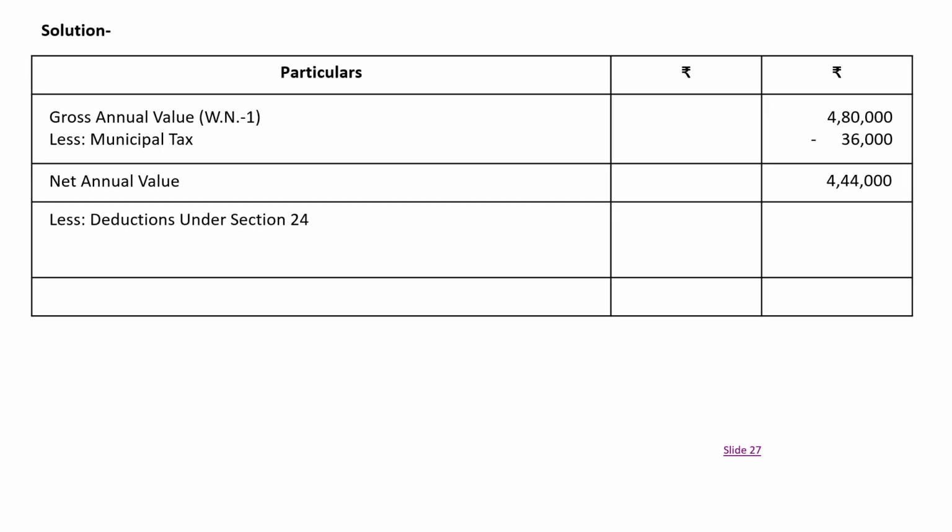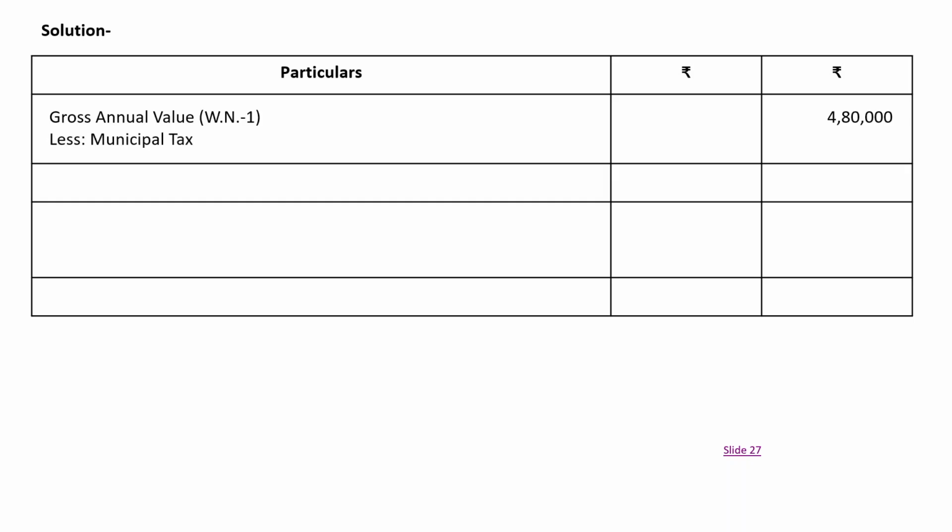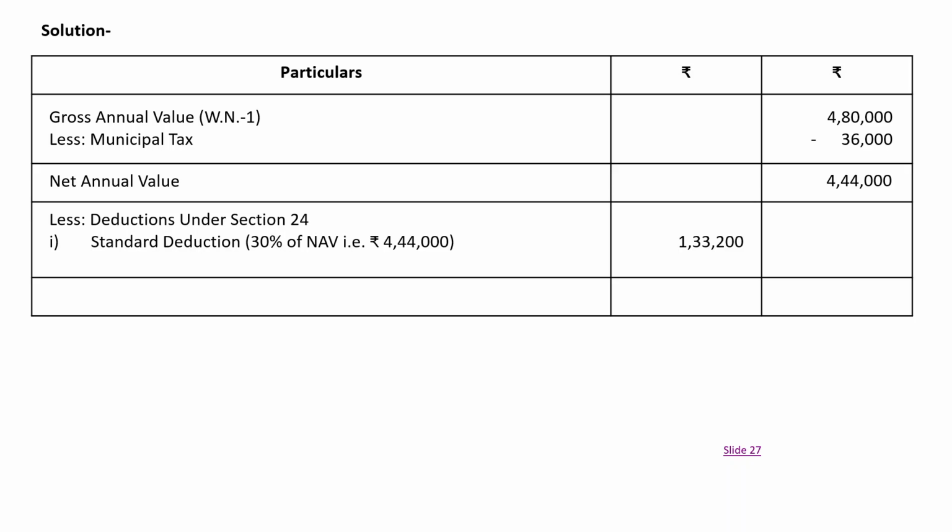And therefore now less deductions under section 24. Okay, from the net annual value. First deduction is always how much? That is the standard deduction, and standard deduction is how much? That is 30% of the net annual value. And how much is our net annual value we get here? That is 4,44,000. So therefore 30% of the net annual value 4,44,000 we get the standard deduction amount here how much? 1,33,200. That is the amount of the standard deduction.